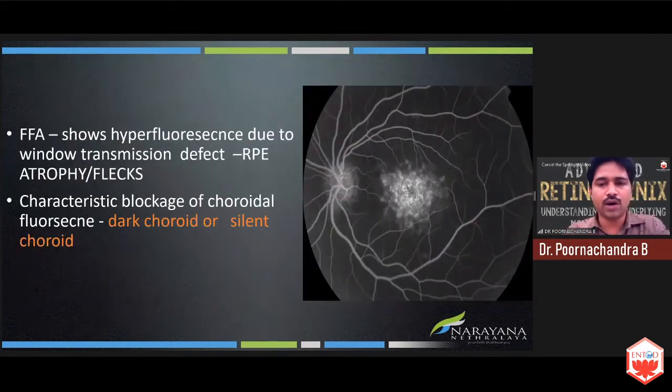So we don't do fluorescein angiography in Stargardt's. We don't do that. But traditionally, they say when you do these things, you do get a blocked or dark, silent choroid. But it's not required for the diagnosis of Stargardt's unless you are suspecting an associated CNVM, which is very rare. So we don't do fluorescein angiography to diagnose Stargardt's.